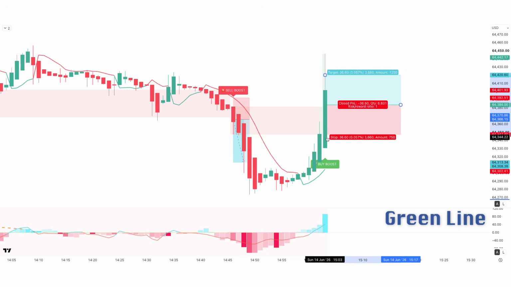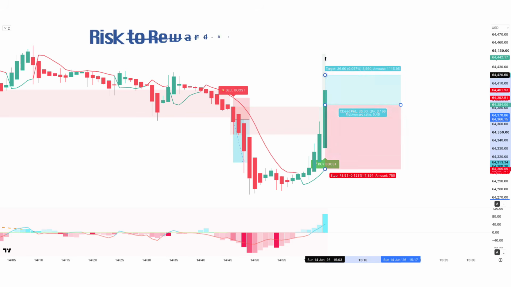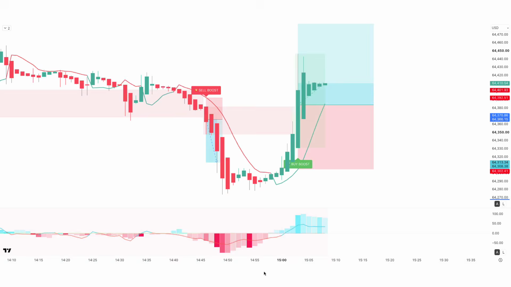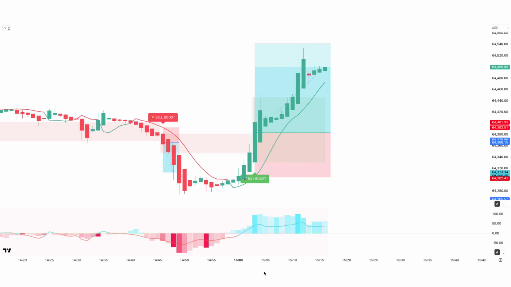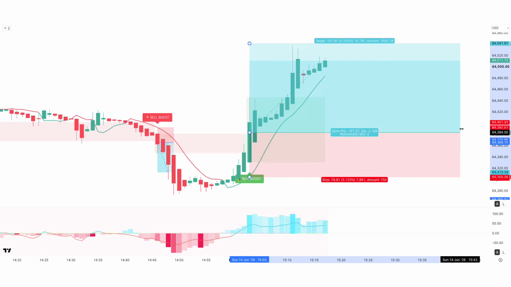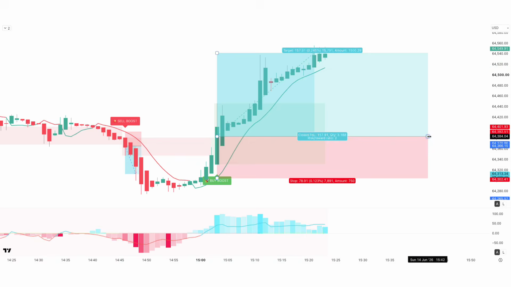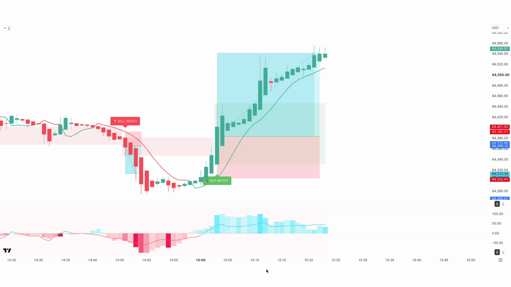Our stop loss is to be placed at the green line, and the risk-to-reward ratio will be 1:2. Let's see what happens to our trade. Our trade is running in profit. We have won the trade. Let's find the next trade.